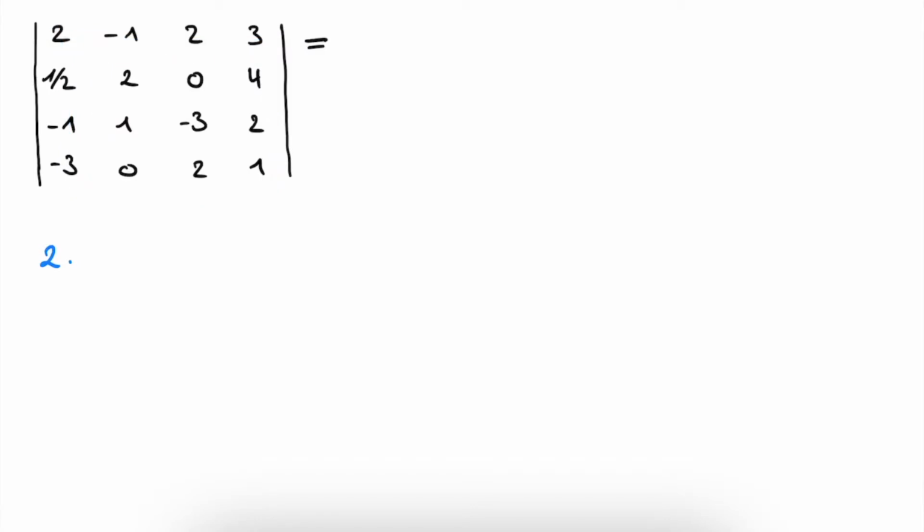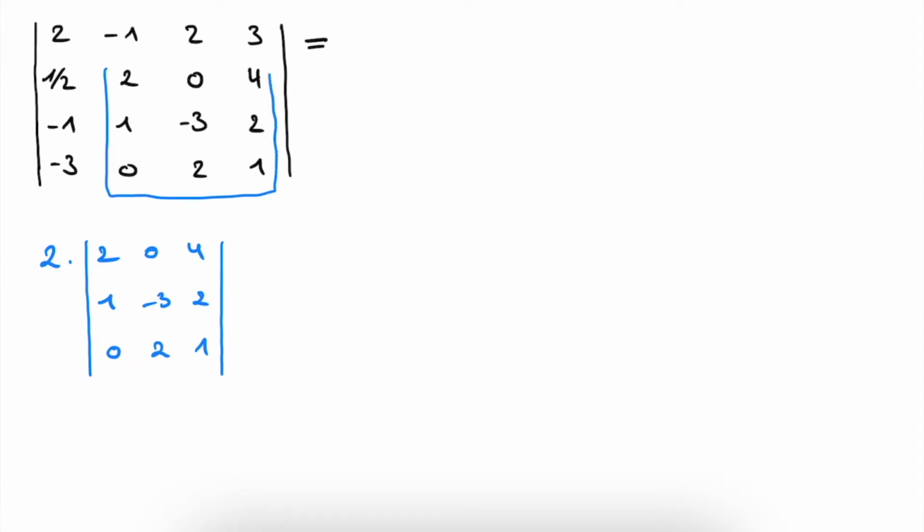So we multiply this 2 by the 3x3 determinant: 2, 0, 4, 1, -3, 2, and 0, 2, 1. And again, this is simply these 9 numbers. The next step is to take this -1, so the number on the right of the 2 that we use, and we put a minus sign in front of it, which is very important, which is why I draw it in red.